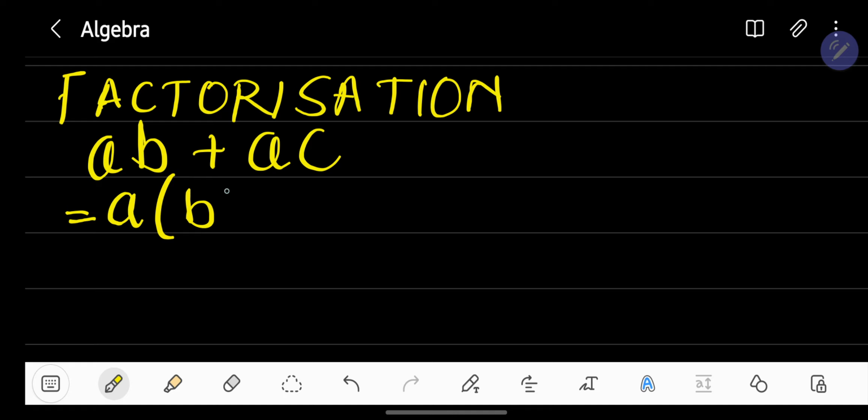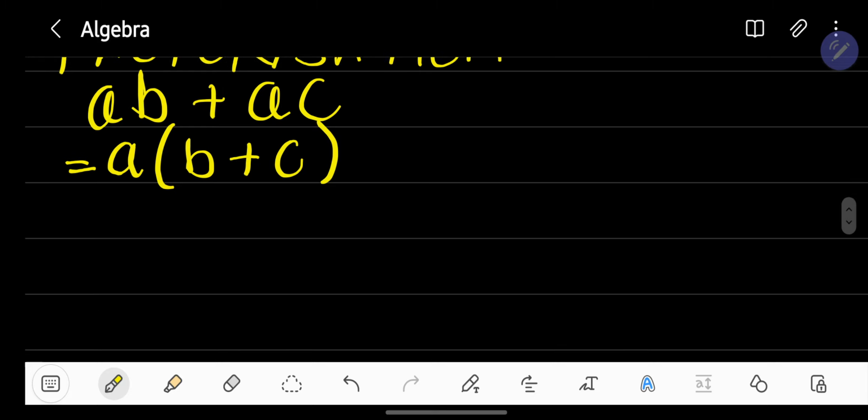And then from this term, if we take A out, what will we remain with? We will remain with B. Plus, from this term, when we take A out, we remain with C. Just like that, you managed to factorize. You took out the common factor. Okay, so that's how we do it. It's as simple as that.